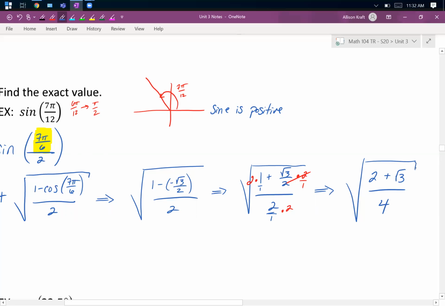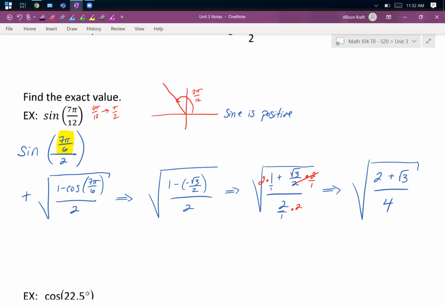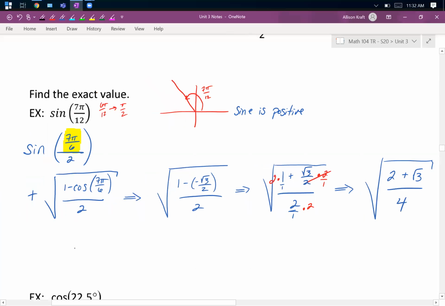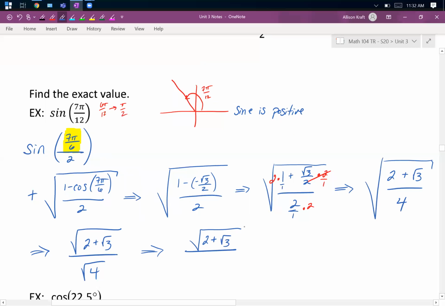When you have a fraction underneath of a square root, you can break it up into the square root of the numerator and the square root of the denominator. So we want to do that. We get the square root of 2 plus the square root of 3 over the square root of 4. And the square roots are perfect. We end up with a final answer of the square root of 2 plus the square root of 3 all over 2. Yes, you can have a square root underneath of a square root.